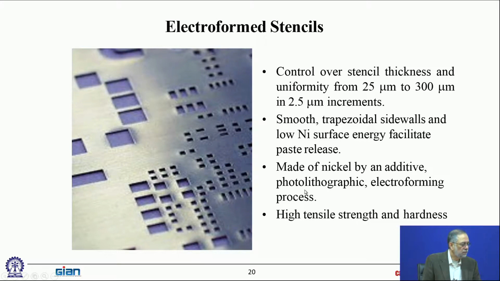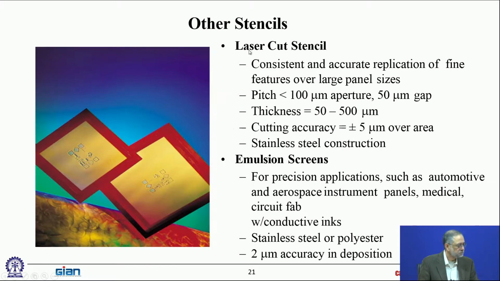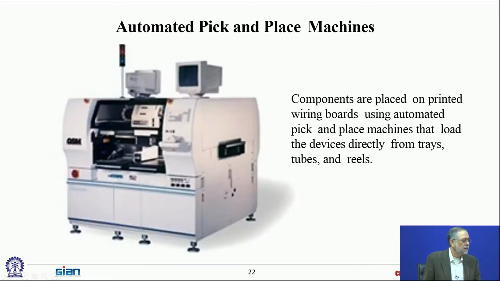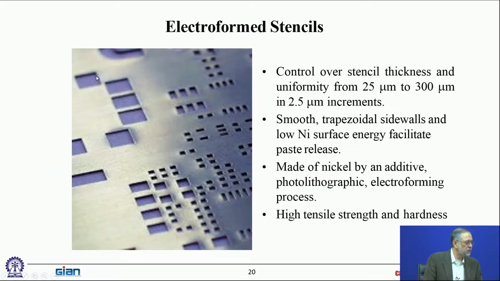Okay, so these are mostly formed by electroforming. Most of them are made out of nickel. So again, there are a lot of details there which I'm not going to get into. Sometimes they're laser cut, either electroformed or laser cut. So there are a variety of different ways of making stencils.